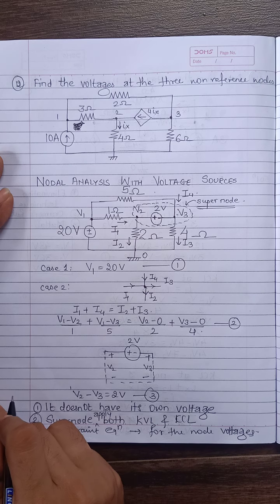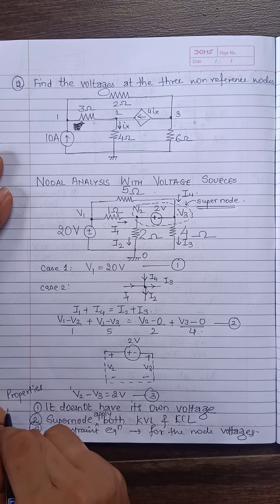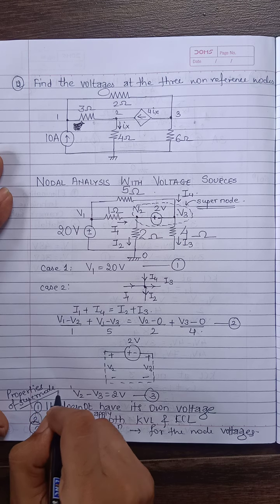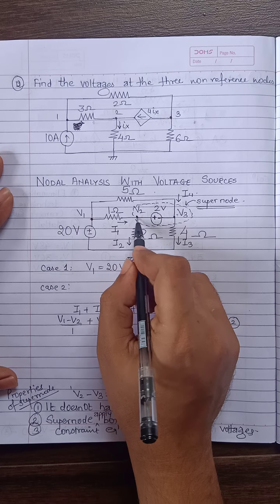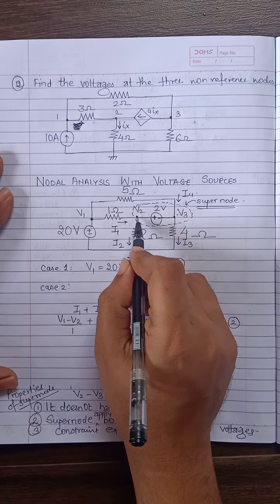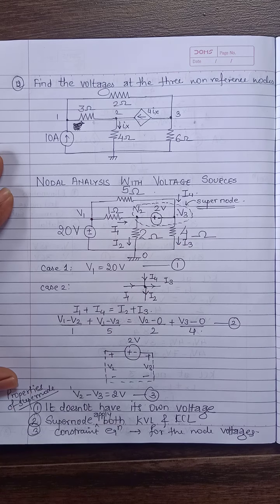So whenever you have a supernode, these should be the steps for solving the problem. How to identify a supernode? It always comes between two non-reference nodes. A voltage source, dependent or independent, between two non-reference nodes is called a supernode.